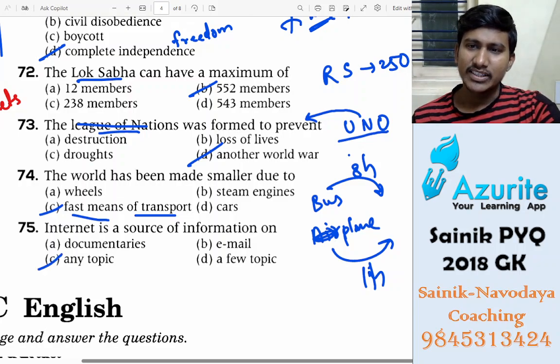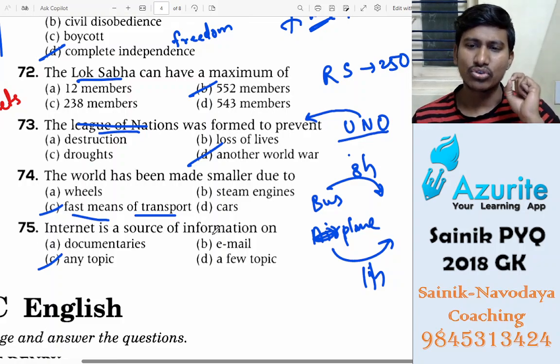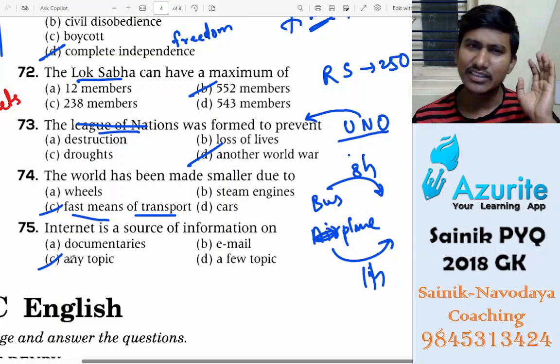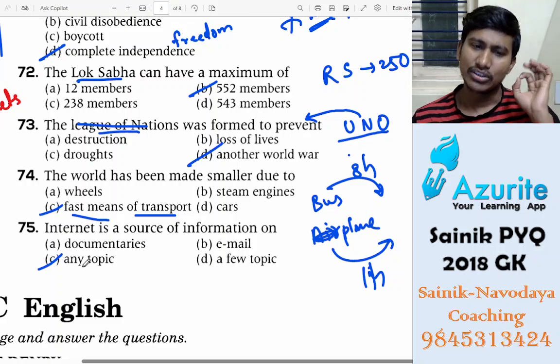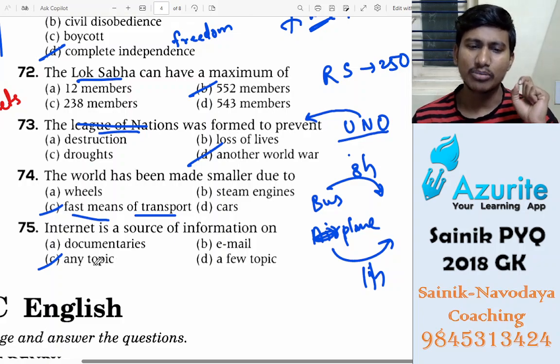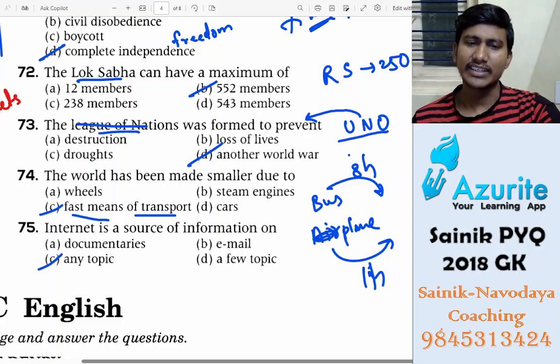So see here, next 75. So internet is a source of information on any topic. On the internet, like Google, Bing, any day you search it, what you will get? If anything you search, you will get the information. That is any topic is the answer, option C. Okay, on the internet. Understand?